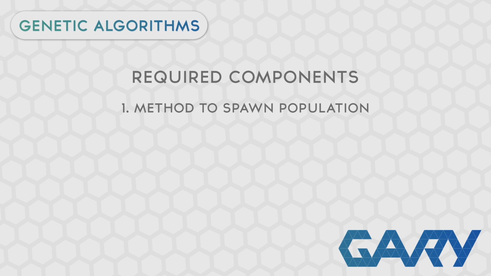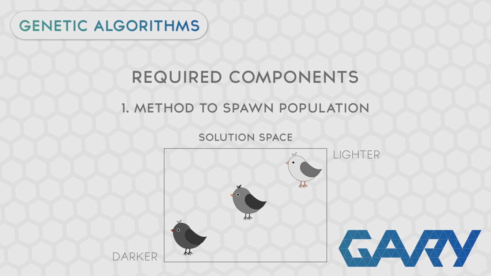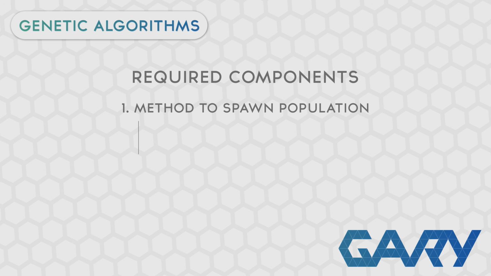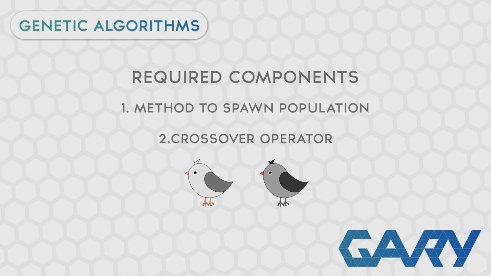The creation of individuals is called spawning. When spawning a new population, we want to ensure that the population has enough diversity or variability to get good coverage of the solution space. Once we have a population, we need a method of combining the genetic traits of individuals as we breed them. This is known as a crossover.